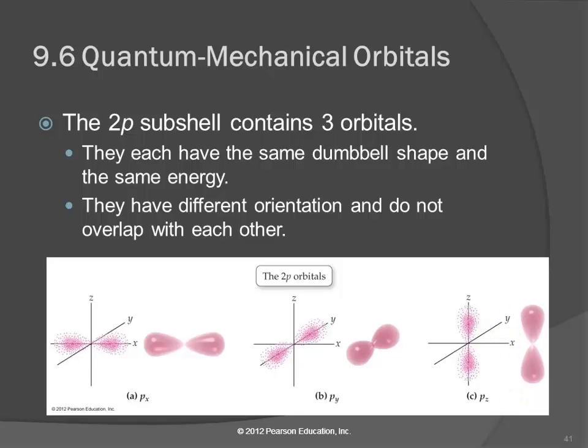So in the hotel analogy, the orbitals are like beds. So the S room has 1 bed. It only has 1 orbital. The S subshell has 1 orbital. The P subshell has 3 orbitals. The P room in the hotel has 3 beds. The beds are the same size. They're all double beds, but they're just in different places in the room.